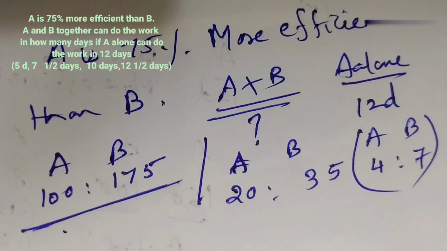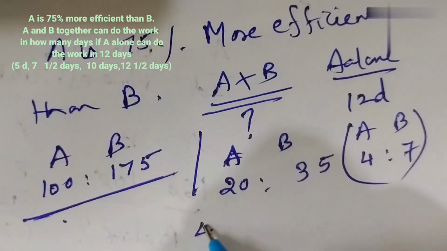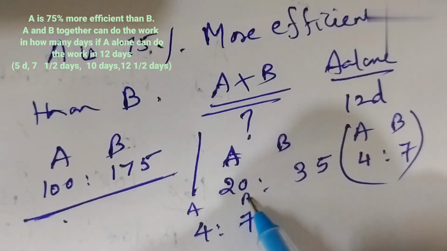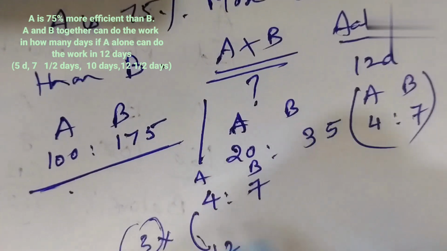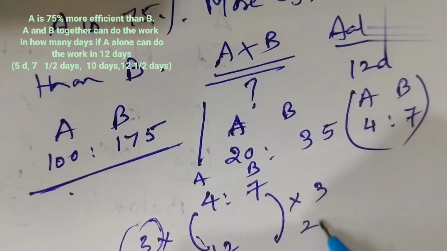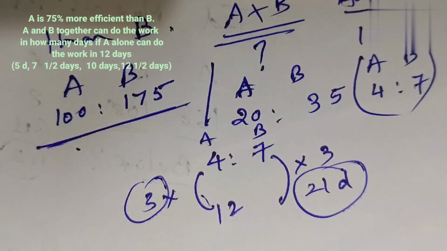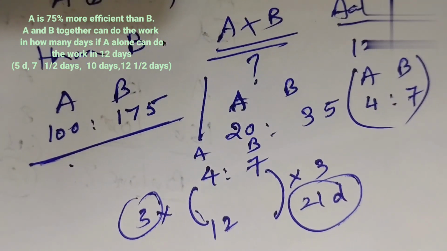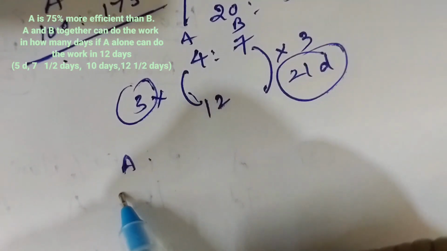A plus B can do the work in how many days? A alone will do it in 12 days. So dear students, you know clearly A can do a work, the ratio A is to B is 4 is to 7. A can do a work in 12 days, so 4 into 3. B can do it in 7 into 3, 21 days. You know this trick. Now, A and B will do it in how many days?